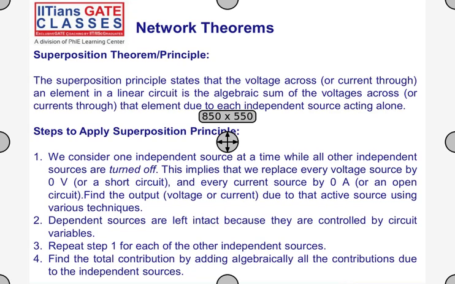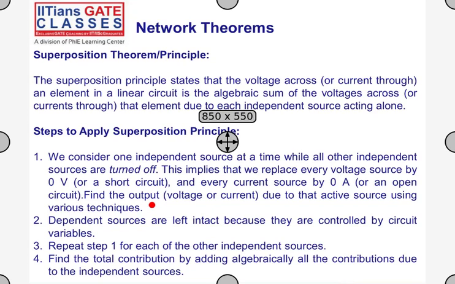Turning off in the sense you have to make them 0. By making a voltage source 0, you're making a short circuit. By making a current source 0, you're making an open circuit, so current doesn't flow, or current is 0, when there is an open circuit. So we replace the voltage source by a short circuit and the current source by an open circuit, and find the voltage due to that active source using various techniques like nodal analysis, mesh analysis, or source reduction methods.